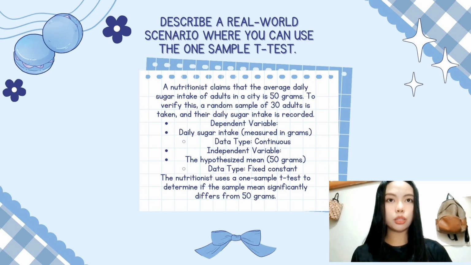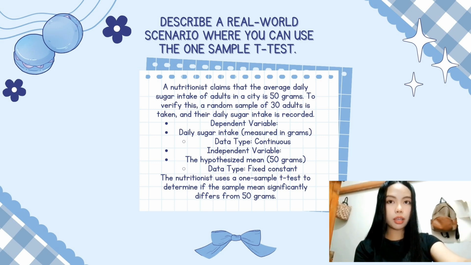So, describe a real-world scenario where you can use the one sample t-test. For example: a nutritionist claims that the average daily sugar intake of adults in a city is 50 grams. To verify this, a random sample of 30 adults is taken and their daily sugar intake is recorded.